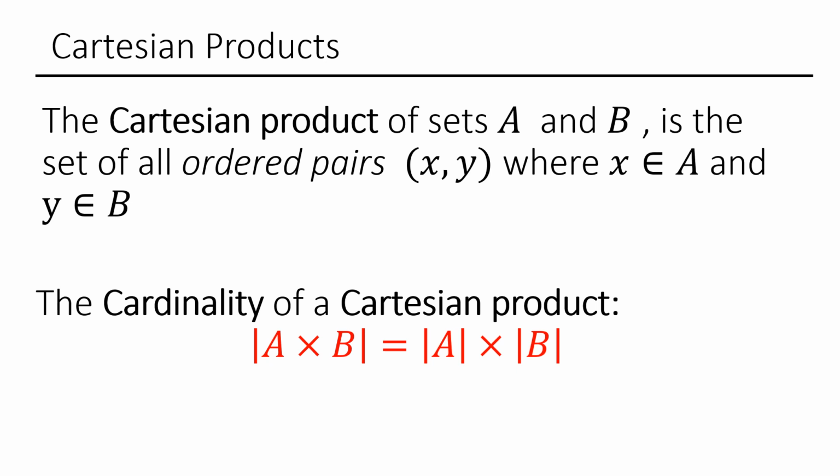Then you have the cardinality of a Cartesian product. Remember, again, the cardinality is just the count or the number of elements in the Cartesian product. So the number of elements in that cross product is going to be the number of elements in A times the number of elements in B. Okay, so it's a direct multiplication. And so you're going to see that in our next example, and all of this will make a lot more sense.